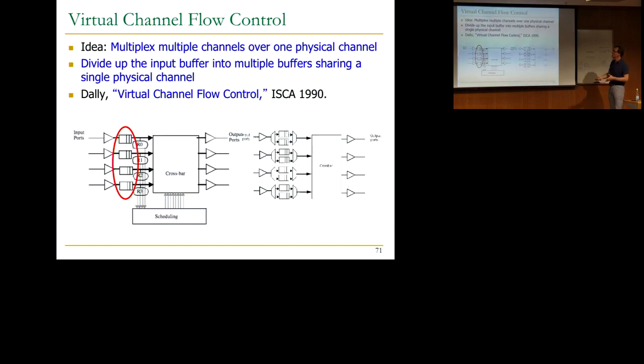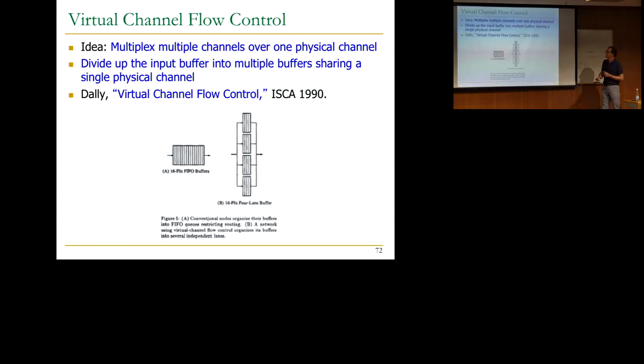So what is the solution? The solution was developed in a seminal paper. As I said, one solution is out-of-order scheduling, but people didn't want that. They wanted to have multiple FIFO queues, basically multiplexing multiple channels over one physical channel. You divide up the input buffer into multiple buffers sharing a single physical channel. A physical channel is basically a single input port. This is one example of it. You get the data and you put it either here or here, so now you have flexibility in selection. Let's take a look at that.